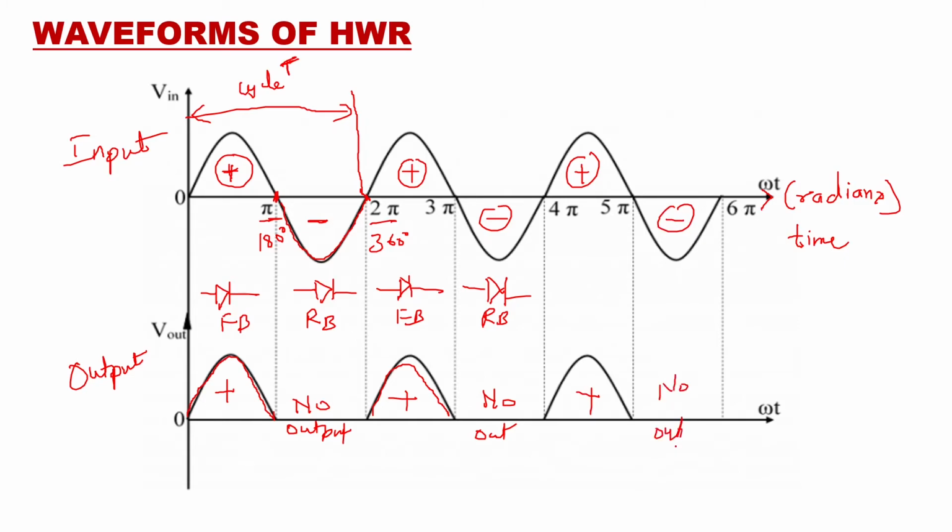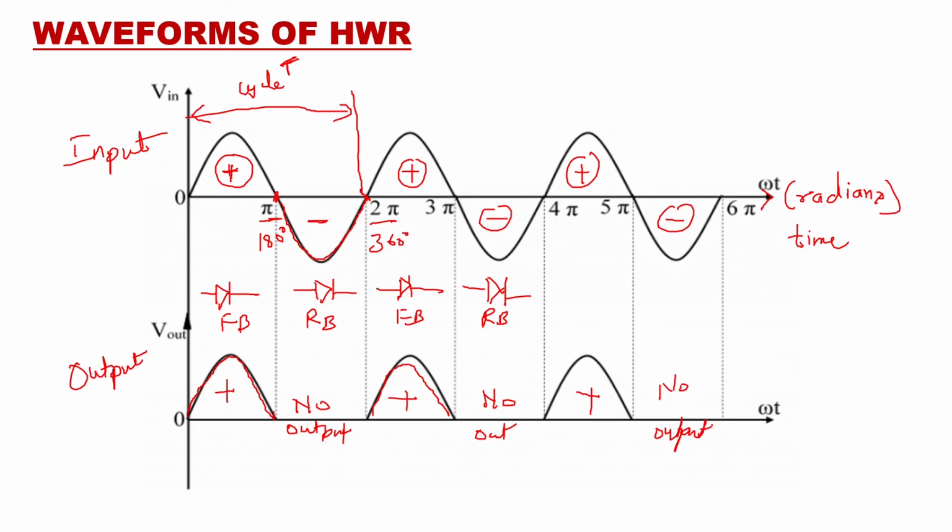Whenever the input is positive half cycle, the diode will be forward biased and it will conduct for that full time period from 0 to pi. That is for the complete half cycle, because your anode will be positive with respect to cathode for the diode. It will be forward biased and you will get an output.